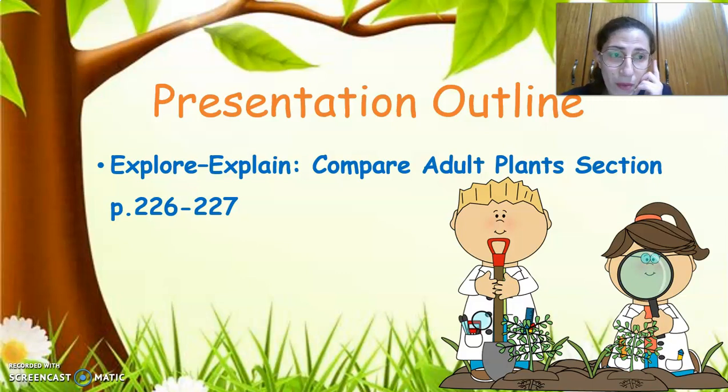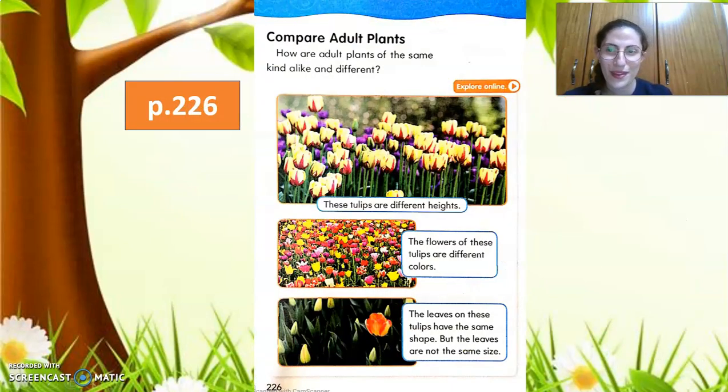Now we have to keep in mind, again, we remember that whenever we say compare, it means we have to observe two objects to check out how are they the same and how are they different. When we say how are they the same, it means how are they alike, what do they have in common. When we say how are they different, it means how do they look different from each other, what are the things that are not the same between these two objects. Okay? Clear? Let's continue. We open to page 226.